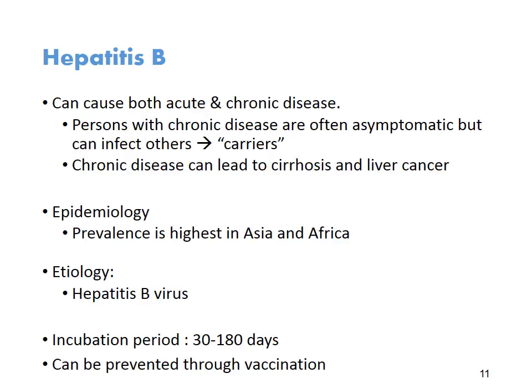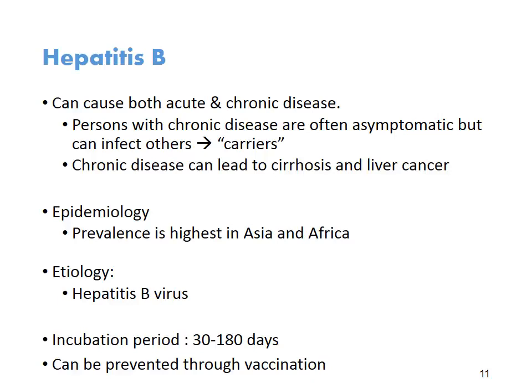Hepatitis B can cause either acute or chronic disease. The likelihood that the infection becomes chronic actually depends on the age at which the person gets infected. Most infants or young children who get infected tend to develop chronic infections, whereas most adults who get infected will tend to recover from hepatitis B.